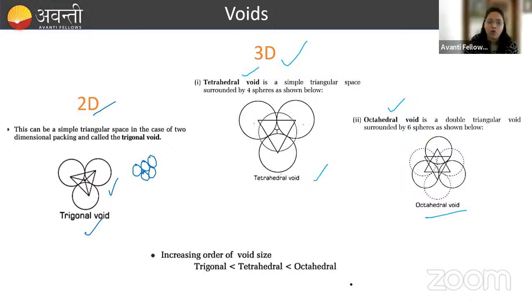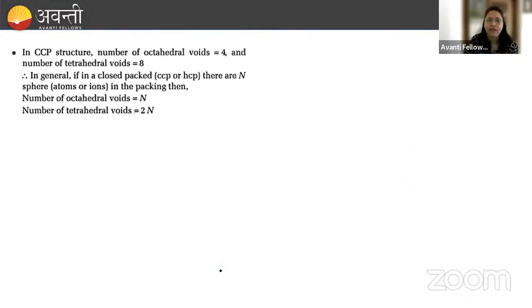When we talk about the void size, you can see that the octahedral void is of larger size than the tetrahedral and then the trigonal. Please remember this. Next, when we talk about cubic packing, this is CCP. CCP means cubic close packing. Here, the number of octahedral voids is 4 and the number of tetrahedral voids is 8. This is very, very important.